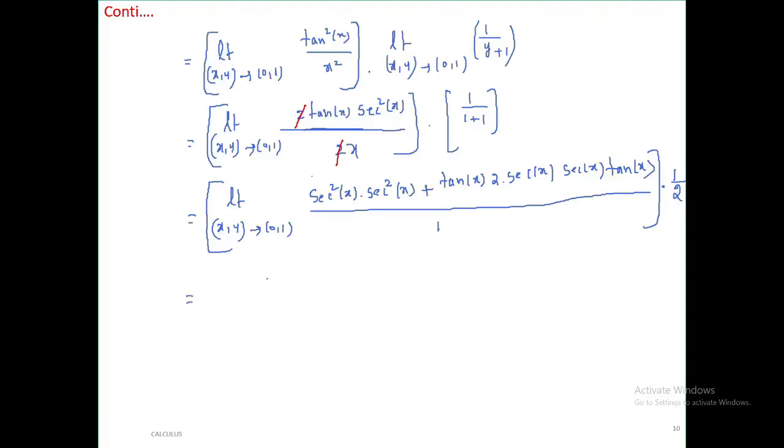So substituting in the numerator, x is 0. Secant square 0 is 1. So 1 into 1, plus tan 0, which is 0, into 2 into secant 0, which is 1, secant 0 is 1, and tan 0 is 0, divided by 1, into 1 by 2. And simplify this: 1 into 1 is 1 and this is 0. 1 plus 0 is 1. So 1 by 1 into 1 by 2. Answer is 1 by 2. So therefore the limit value is 1 by 2.